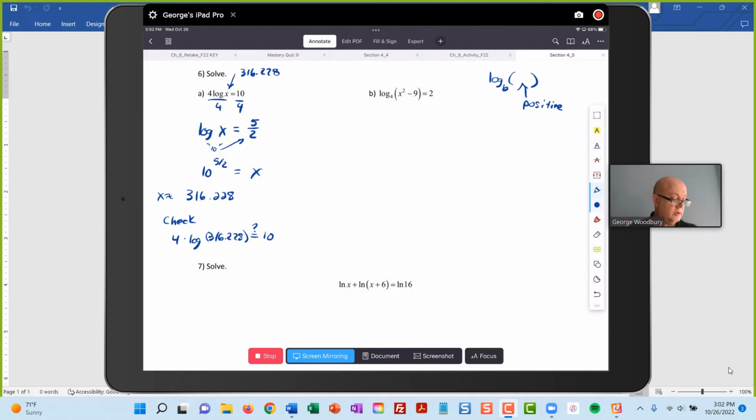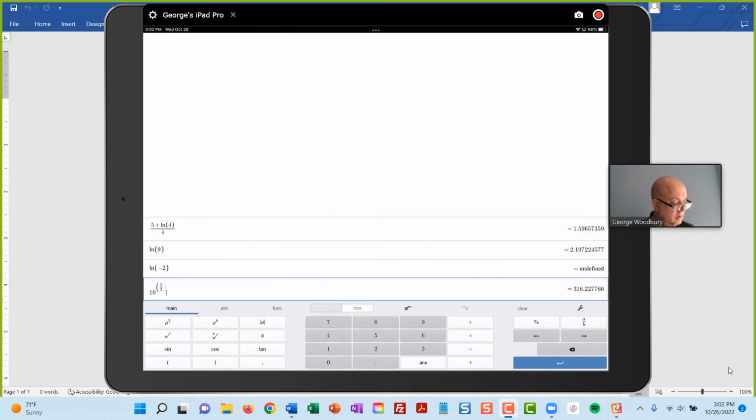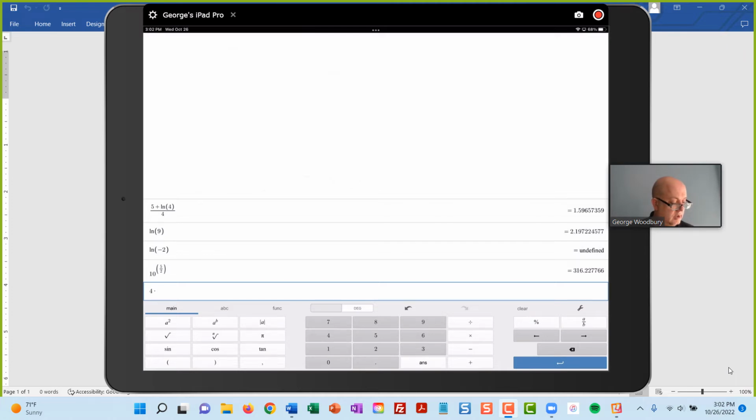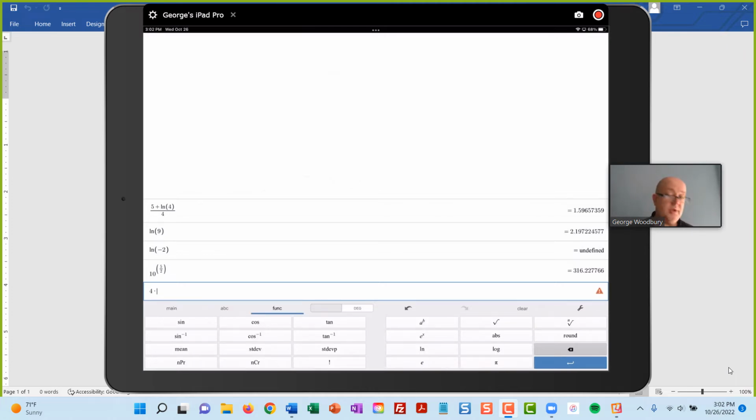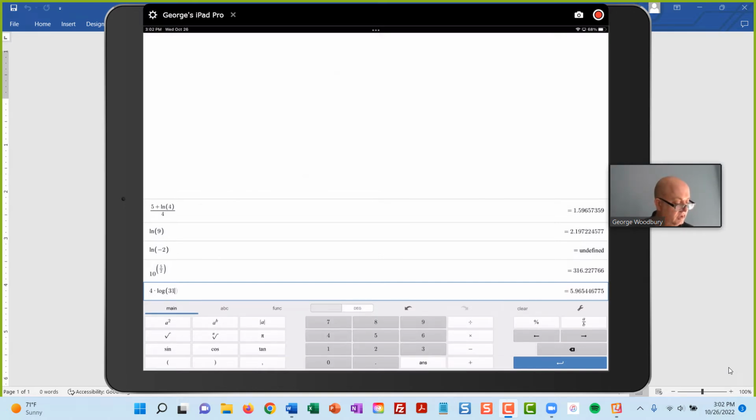Let's go back to the calculator. 4 times the function, and this time it was the common logarithm, so I just typed log, and then back to the main screen, 316.228. Is that close to 10? That is close to 10. It's 10.00000129. Really close to 10. And the reason it's not exactly 10 is that we rounded this number, which was rounded to begin with, to 6 decimal places anyway. All right, so I know that solution's good.